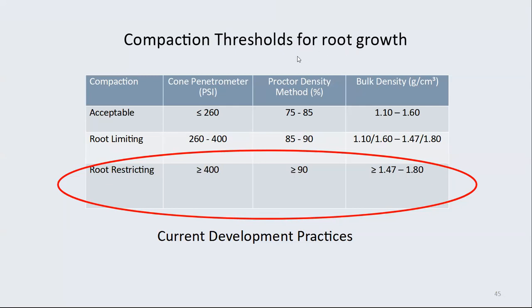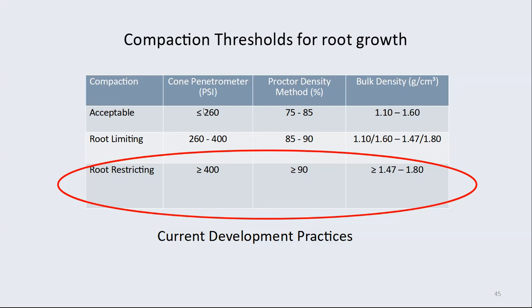your neighborhood may have been developed, we like to compact everything to a very high level. This 90% or greater, it's usually 95%, what we call Proctor density method, which is just 90 or 95% of a theoretical compaction you can get to. That allows us to build buildings, put sidewalks in, parking lots, roads, anywhere on the site.